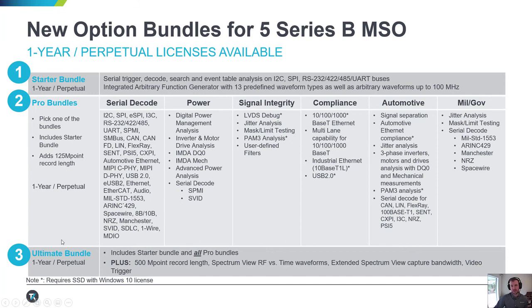And then the ultimate bundle. That includes the starter bundle, it includes all of the pro bundles, and it also includes some of our advanced Spectrum View functionality, like the RF first time, video triggers, and the maximum record length of 500 megapoints, which is 8 times larger than the standard record length. So that's the way that you can really quickly make a purchasing decision and make sure that you're covered in all of the software capabilities that you need.